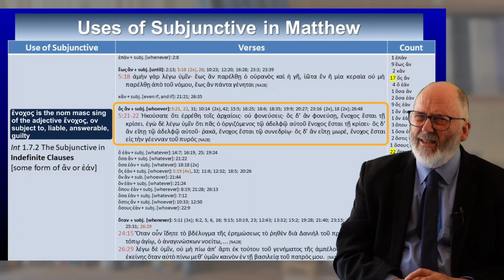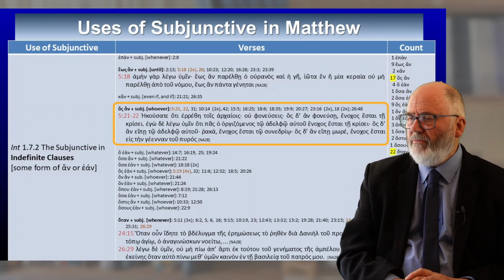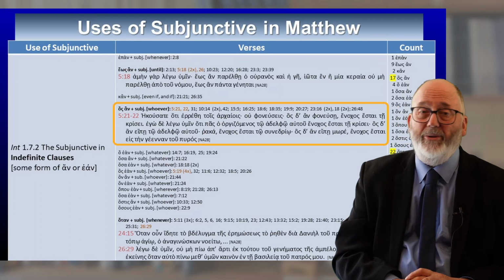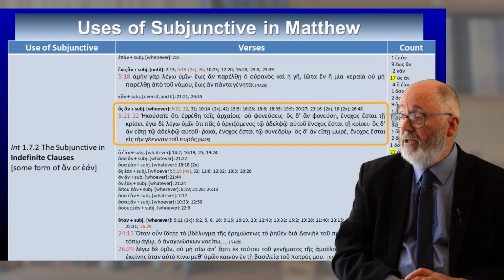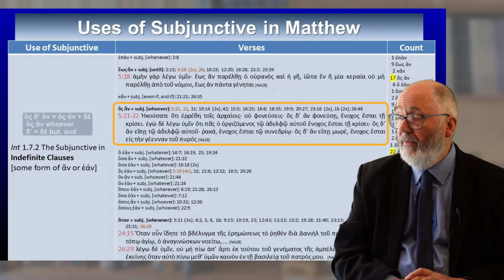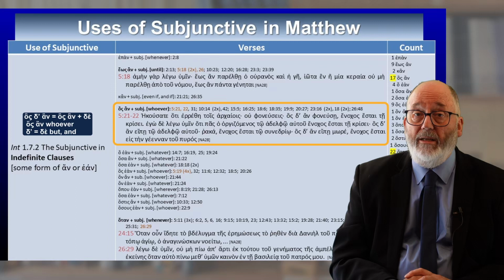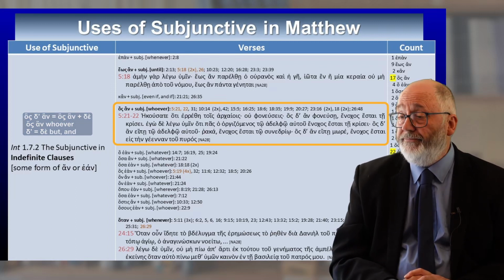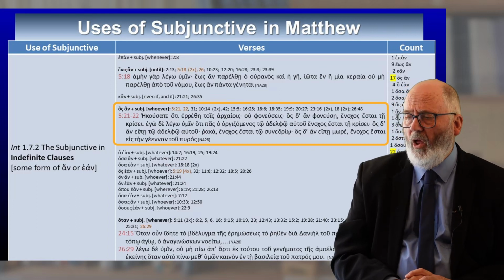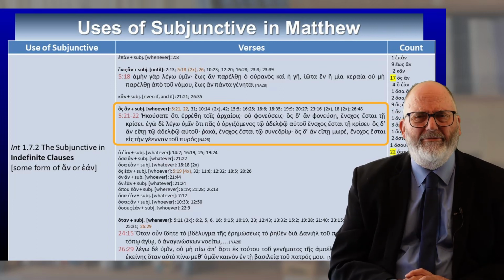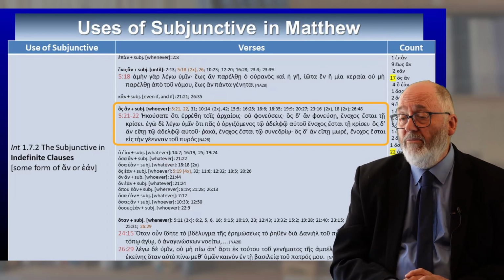Enochos, liable, subject to, will receive probably. But I say to you, ego de lego humin, that everyone who is angry with their brother or sister will be liable to judgment. Hos d' an, whoever, the delta there with the apostrophe is the conjunction de, which means and or but. And whoever says to his brother, raka, fool, will be liable to the Sanhedrin. Whoever says foolish person will be guilty, will be liable for the hell of fire.